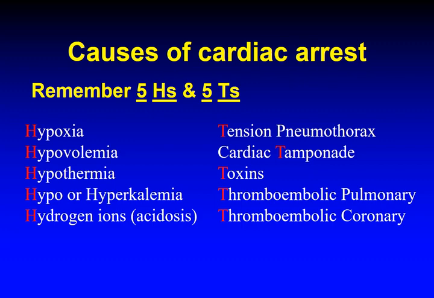What are the causes of cardiac arrest? Just to remember, 5 H's and 5 T's. Hypoxia, hypovolemia, hypothermia, hypo or hyperkalemia, hydrogen ions, mainly acidosis, tension pneumothorax, cardiac tamponade, toxins, thromboembolic pulmonary, and thromboembolic coronary.